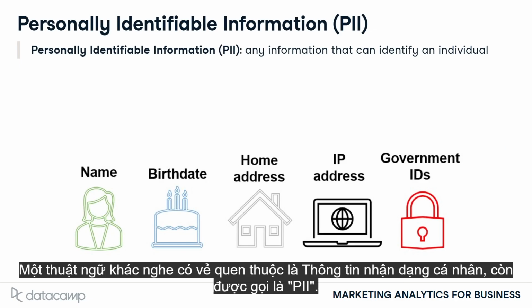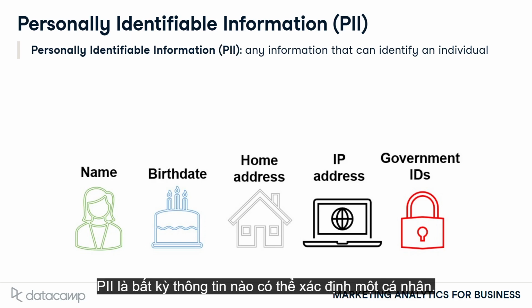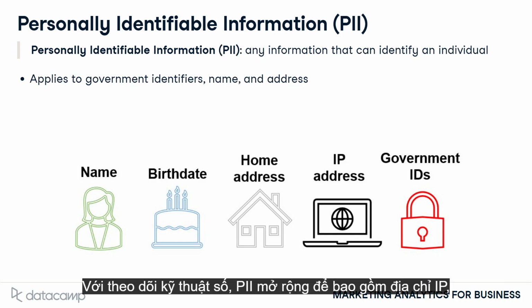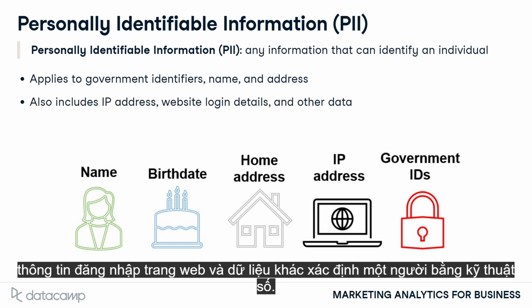Another term that might sound familiar is personally identifiable information, also called PII. PII is any information that can identify an individual. Some PII is obvious. Someone's name and address can identify a person uniquely. With digital tracking, PII expands to include IP addresses, website logins, and other data that digitally identifies a person.